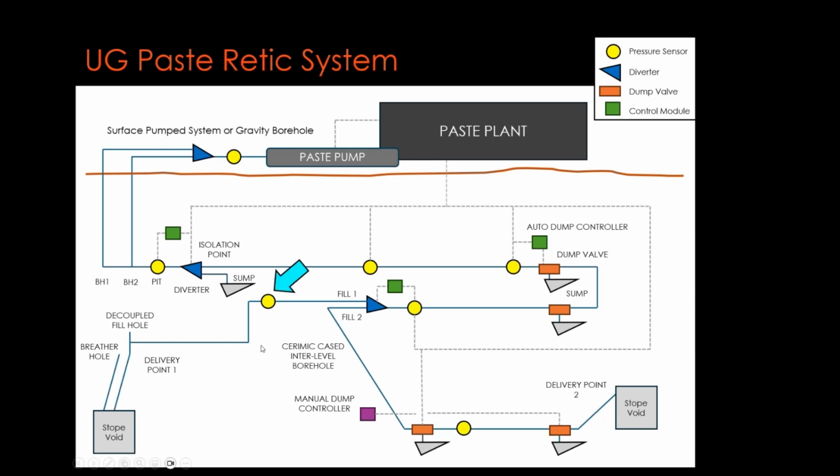The downstream pressure sensors located in the downstream retic system are used to just indicate that flow is as it is expected, and that the system is running consistently and in a stable way. Any changes will indicate to the paste plant operator that there's been an issue, and for the paste crew to investigate.